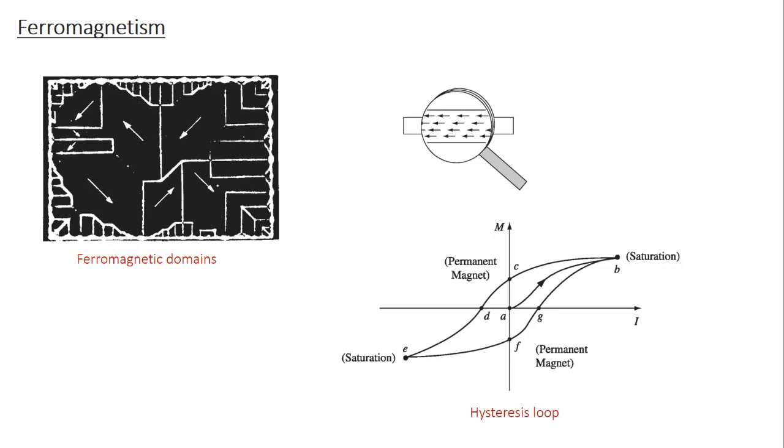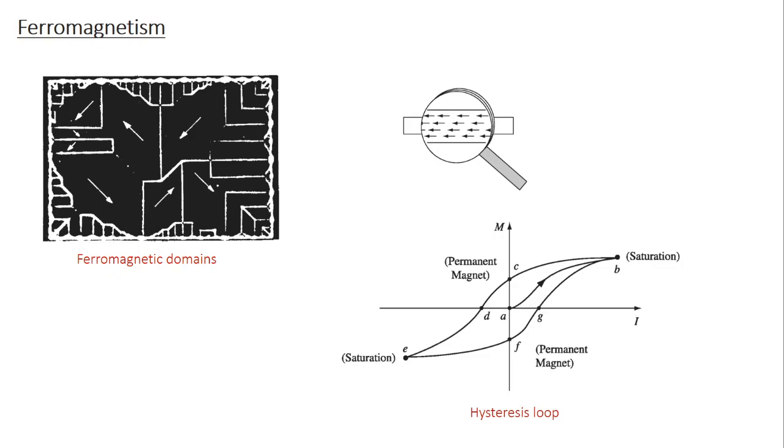Now if you remove the external magnetic field, what happens? Some of the domains go back to their original random alignment, but the majority of the domains retain their magnetization. So you have a net non-zero magnetization. This can stay in the material for a very long time. That's why these materials are known as permanent magnets.